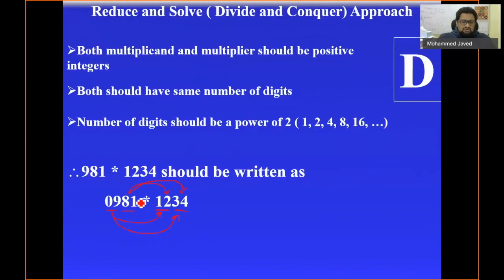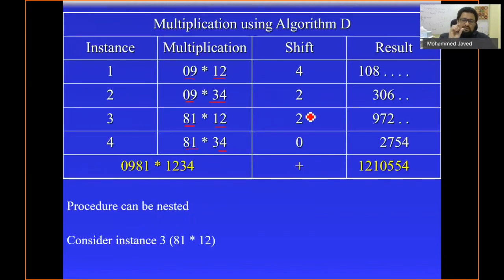Similarly, once you deal with 09 and 34, then you require to shift only two digits. So that's how you should remember that as we select the digits, we should also compute the number of shifts required. For example, here 09 and 12, which are the leftmost two digits, 4 shifts are required, and I will just leave 4 dots. 4 dots means 4 shifts here, and I would simply put the answer 108.